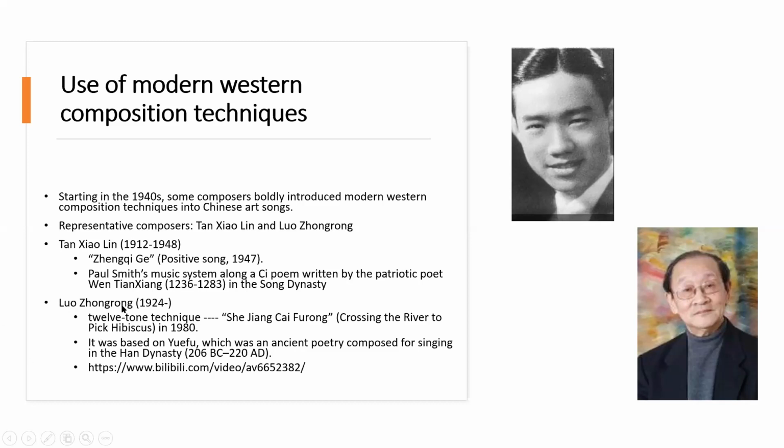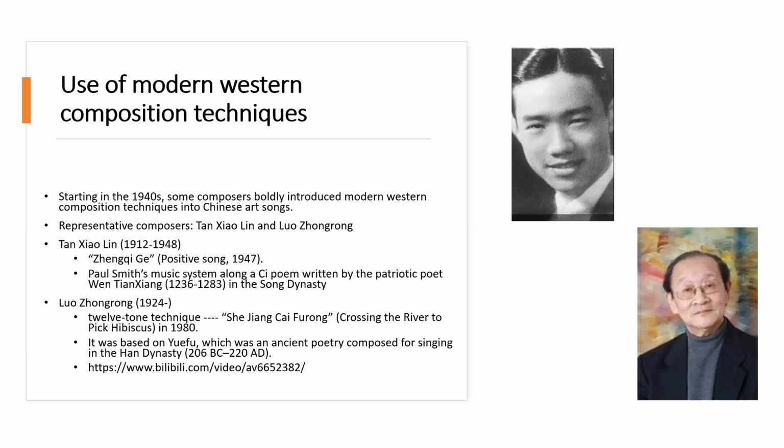And Luo Zhongrong used the 12-tone technique in his art song 涉江采芙蓉. Even though this work was composed in the 1980s, I still think it is worth mentioning here because 涉江采芙蓉 was a poem in 乐府 style. It is a very ancient poetry composed for singing in the Han Dynasty, thousands of years ago.